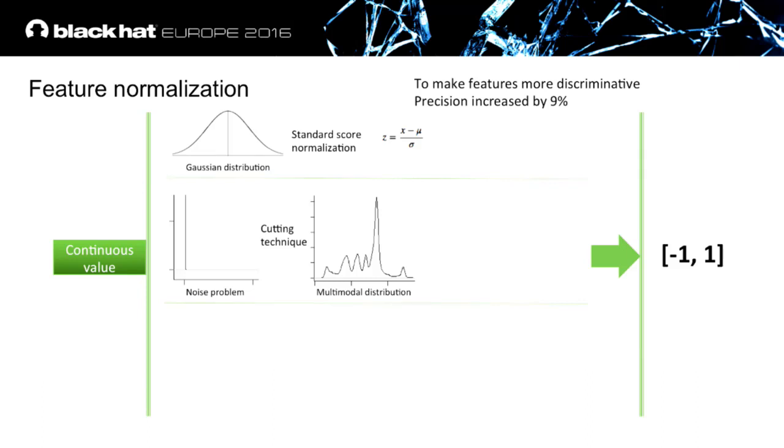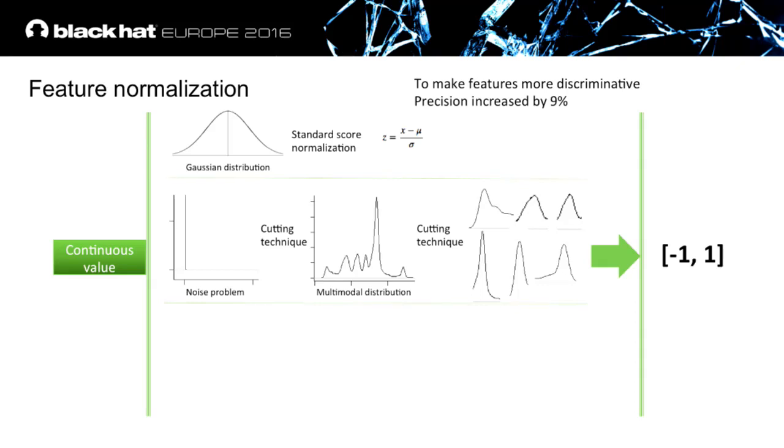But this distribution can be further optimized because you can see there are 6 peaks in this distribution. It's not even. So we use cutting techniques again to cut it into 6 Gaussian-like distributions. And then we can use standard normalization to align the data to a closed interval between -1 and 1.